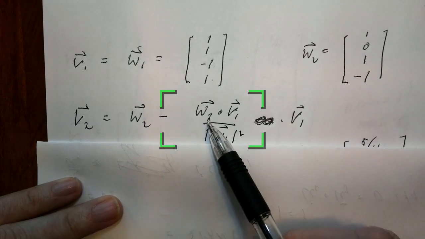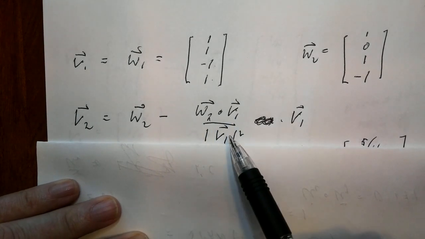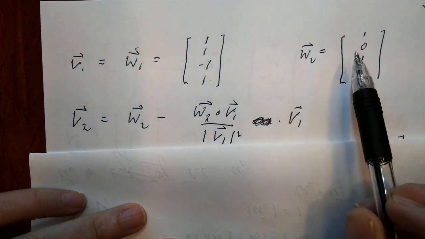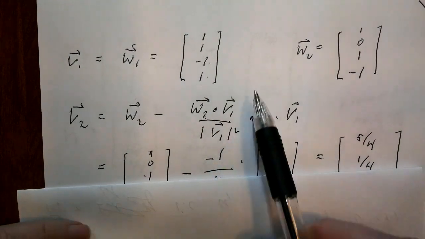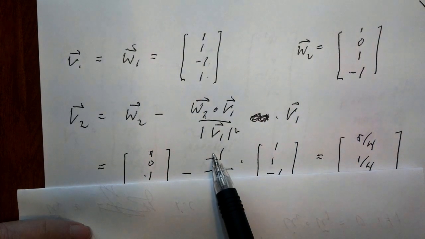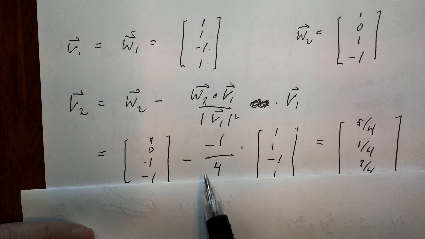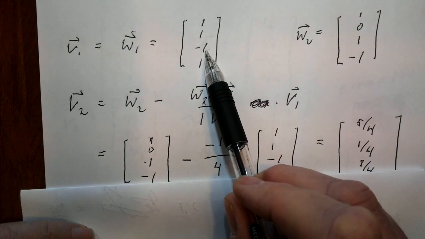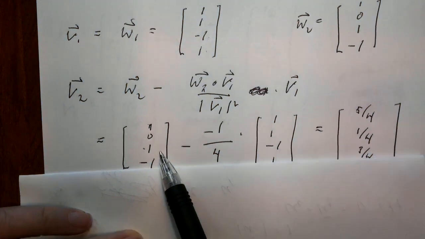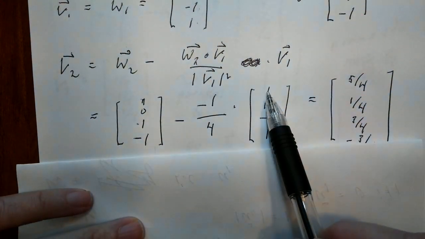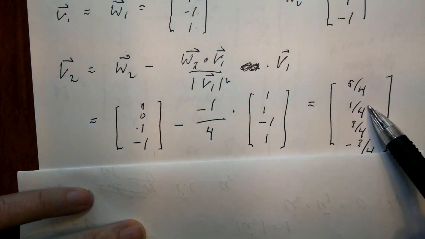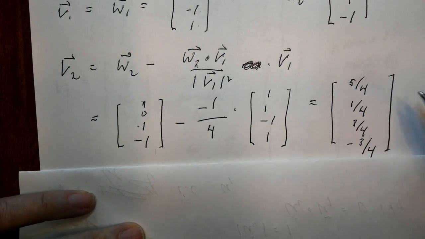v2 would be w2 minus the dot product of w2 with v1 over v1 squared, its length, dotted with v1. Now, if you take w2 and dot it with v1, you'll notice that you get negative 1. That's where this is coming from. And the length of v1 squared is 4: 1 squared plus 1 squared plus 1 squared plus 1 squared, you get 4. So here's w2 minus a minus 1/4, and then v1, which is w1, is right here. And if I simplify this, I get 5/4, 1/4, 3/4, minus 3/4. So that's v2.